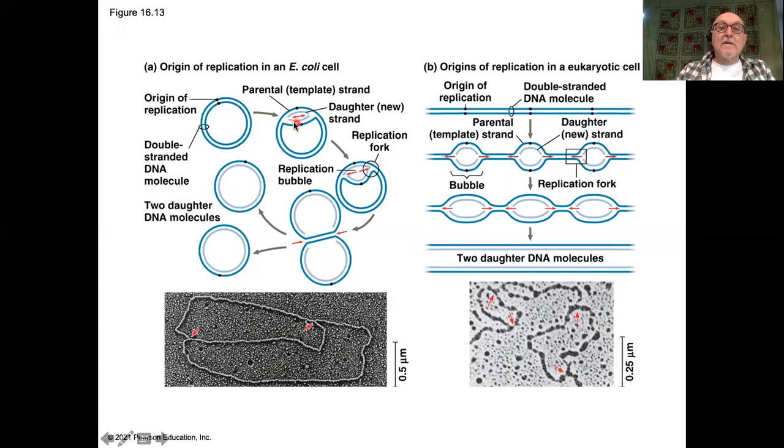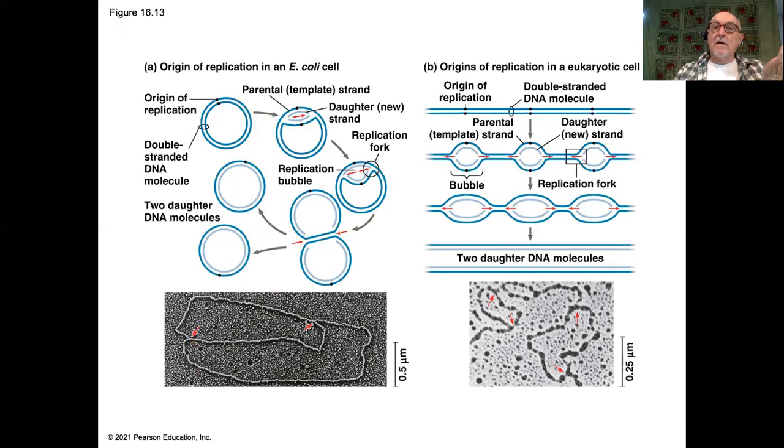This is what we mean by the replication fork. There, that's the replication fork. There it is there, and there it is there. So on the bacterial chromosome, that's quite easy to understand.